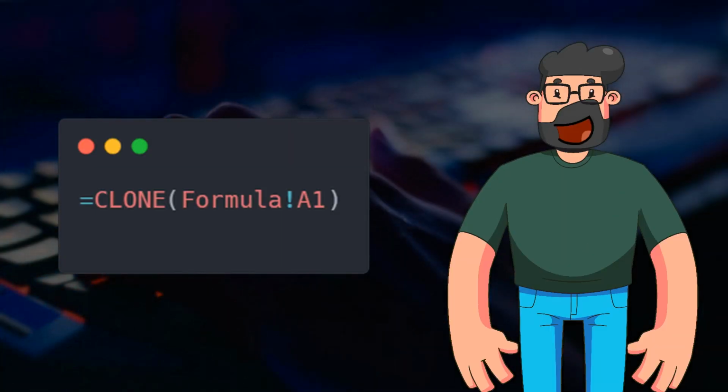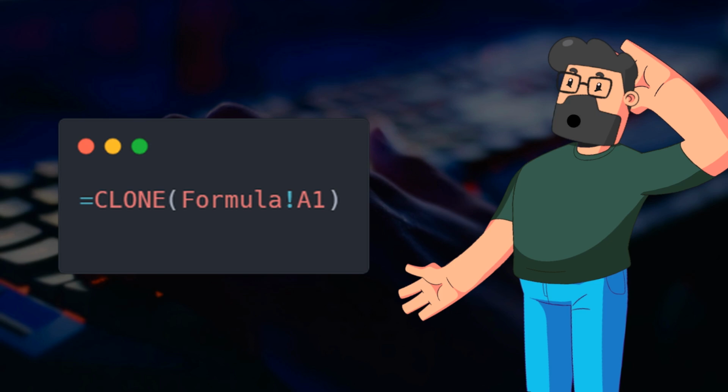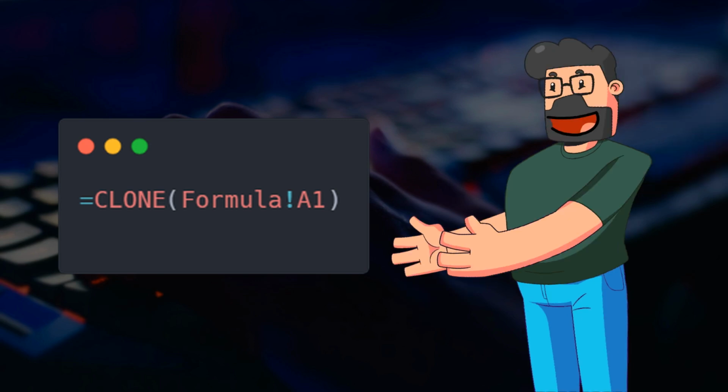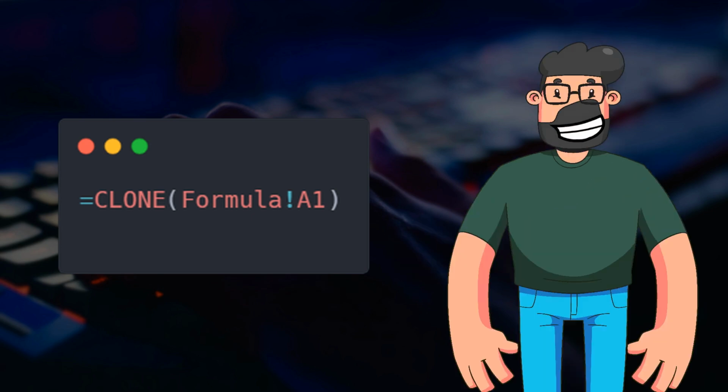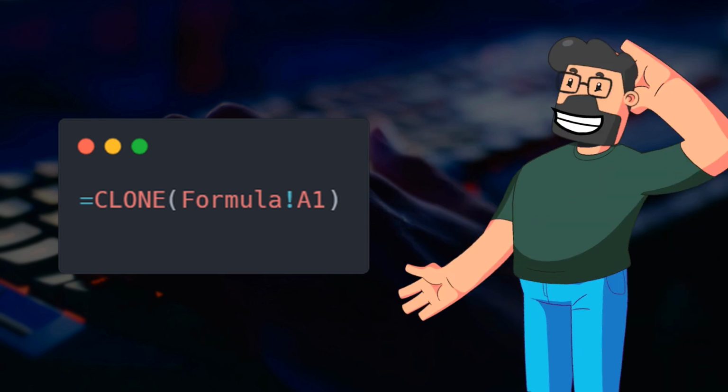Now, let's dive deeper into how this solution works. By using the formula equals clone formula A1 in a cell of our Result 1 sheet, we can effectively clone and execute the formula from the formula sheet. This clever trick ensures that any changes made to the original formula will automatically reflect in the cloned version, saving us time and effort. Pretty neat, right?